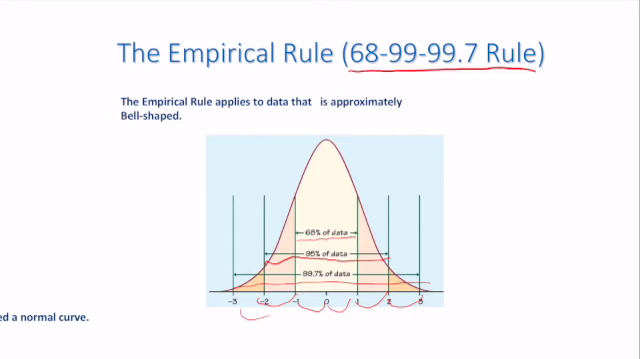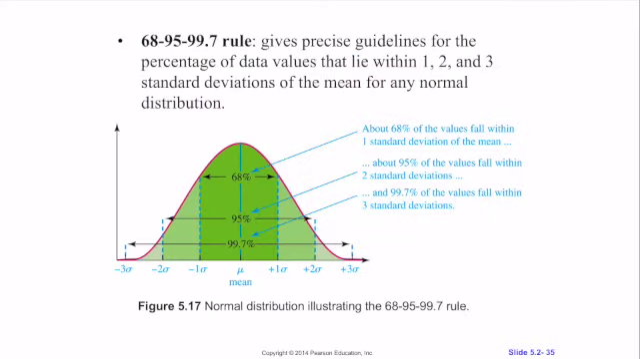The 68, 95, 99.7 rule gives us a guideline to figure out which data values occur within 1, 2, or 3 standard deviations of the mean. Remember, standard deviation is a measure of variation.